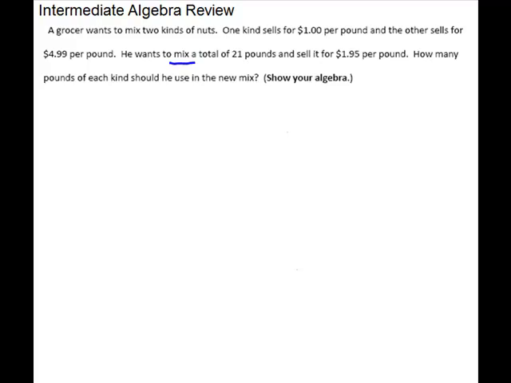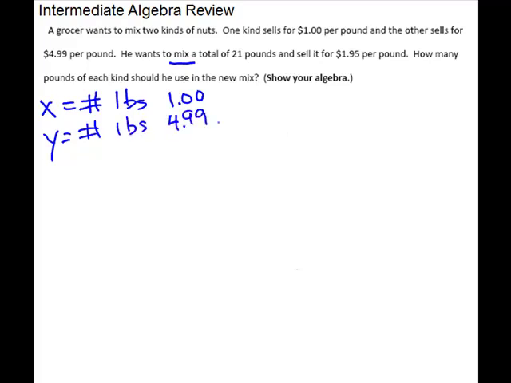So we need to set our variables. We will let X be the number of pounds that cost $1. Right, we'll let Y equal the number of pounds that cost $4.99. Right, so one equation says if we add all the pounds at $1 and all the pounds at $4.99, we want it to be 21. So one equation is X plus Y equals 21.